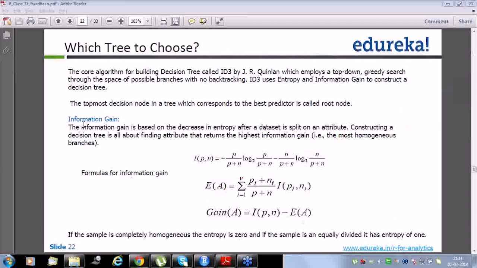Entropy is a physics term. The information gain is based on the decrease in entropy after a data set is split on an attribute. That means, what is entropy? In physics, entropy is called the randomness, or what I can say is that entropy is when the things are scattered. Let's say I'm trying to explain entropy to you.